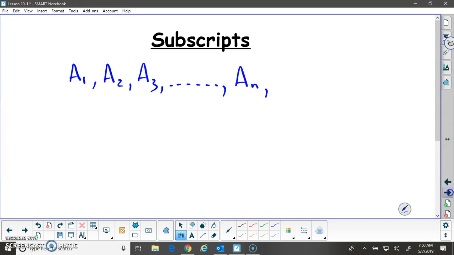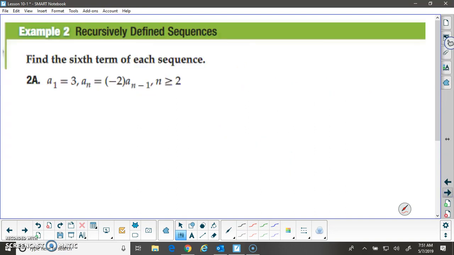Now the term that comes after the nth term would be a subscript n plus 1. The term that would come after that is the n plus 2 term. So then if I were to ask you what term would come right before the nth term, the answer would be the n minus 1 term. So using subscripts to represent a particular term is going to be important as we use what's called recursive definitions.